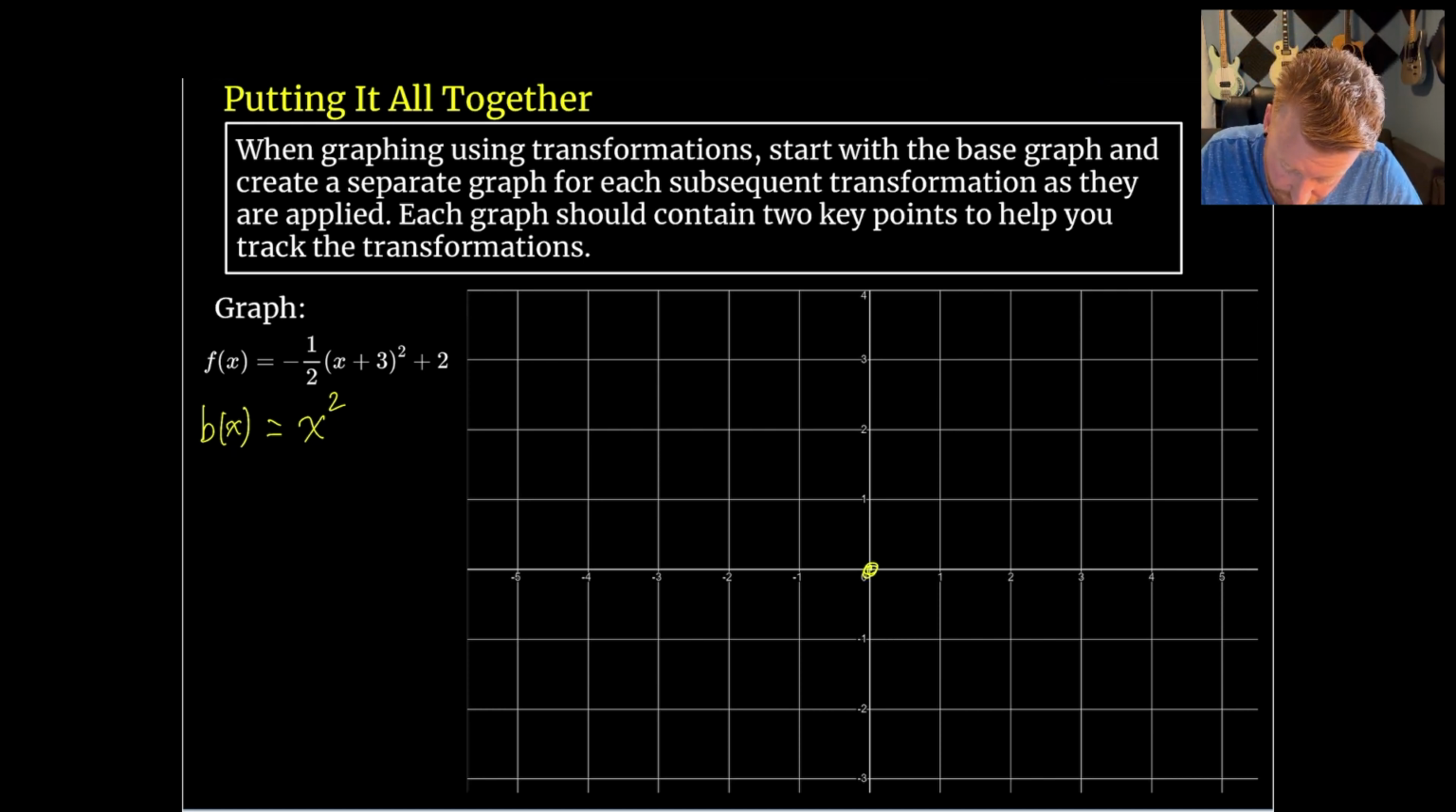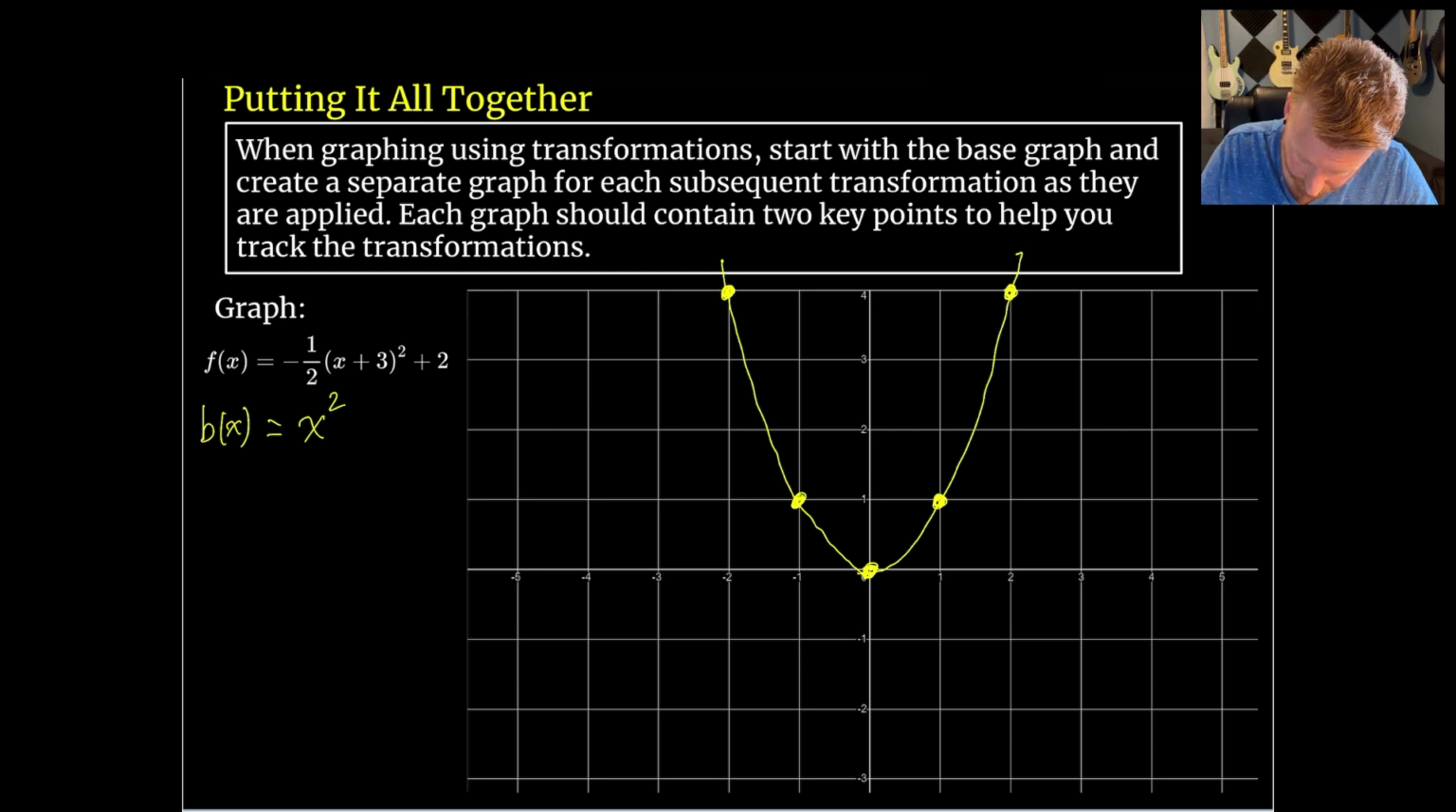So I know that 0 squared is 0, 1 squared is 1, 2 squared is 4, -1 squared is +1, and -2 squared is +4. So here is our base graph, or our parent graph, and it looks something like that.